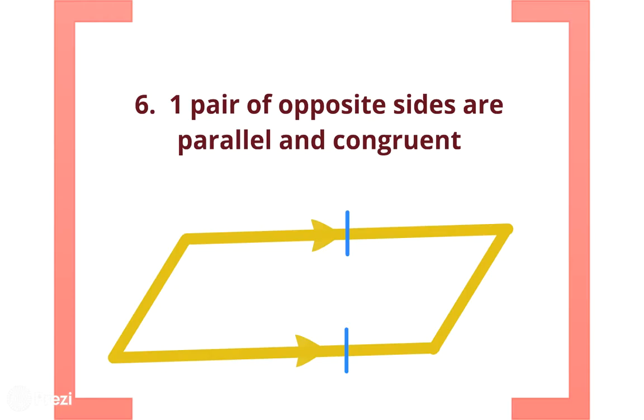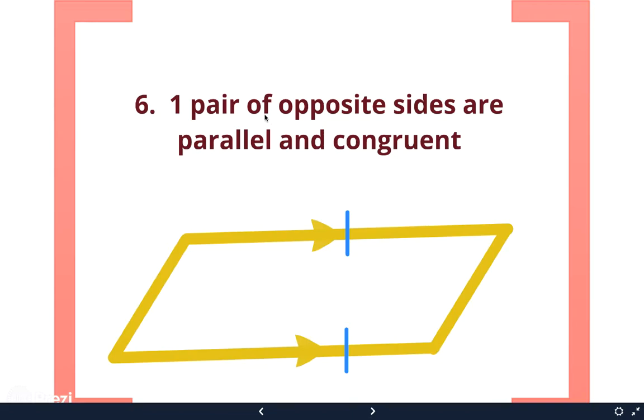And then finally, the last thing, which is one you kind of haven't seen before. If you see a quadrilateral and it has one pair of opposite sides that are both parallel and congruent, that also means it's a parallelogram. So you have to have just one pair of sides that are both parallel and congruent. They're parallel because they have the arrows, and congruent because they have the congruency marks.